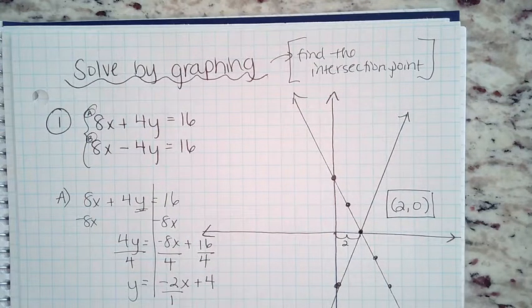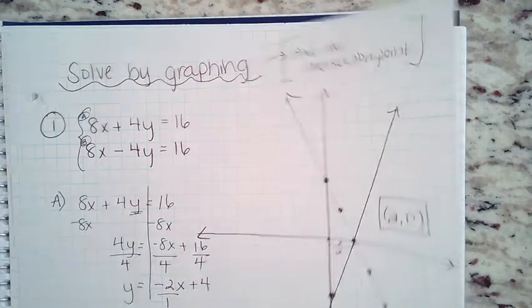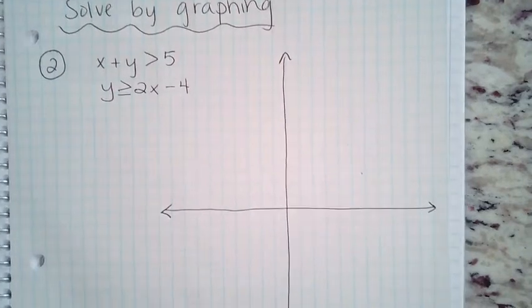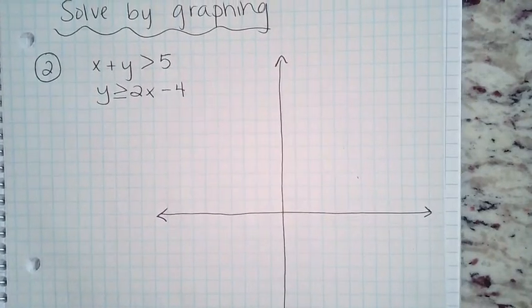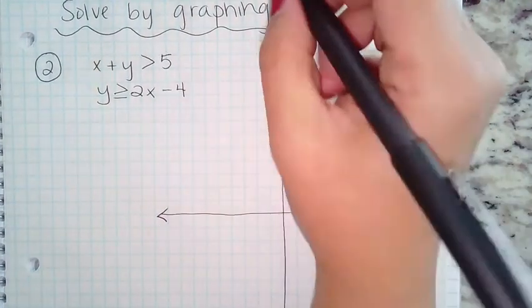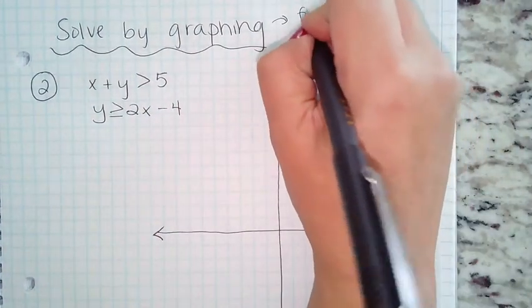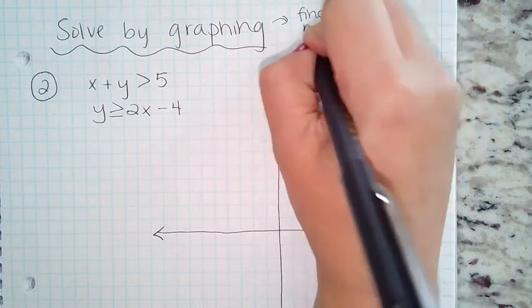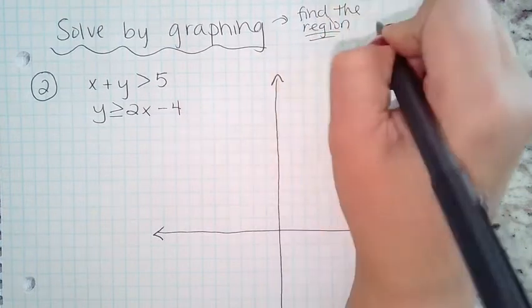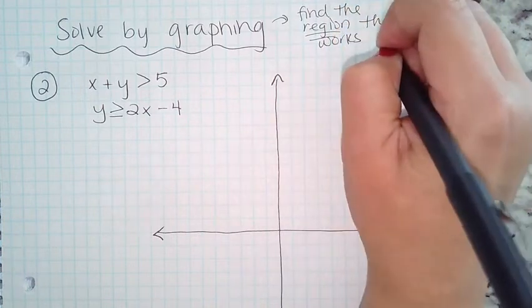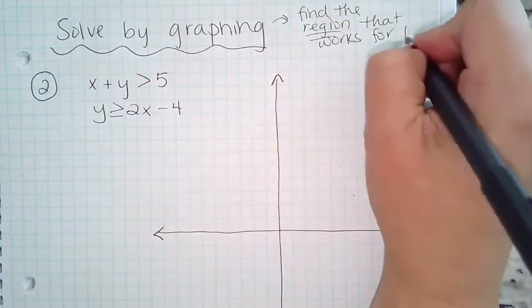Okay. Now, if we do a different kind of problem, the other type we looked at was solving inequalities by graphing. So to solve an inequality by graphing, we're actually going to find the region that works for both equations or both inequalities.